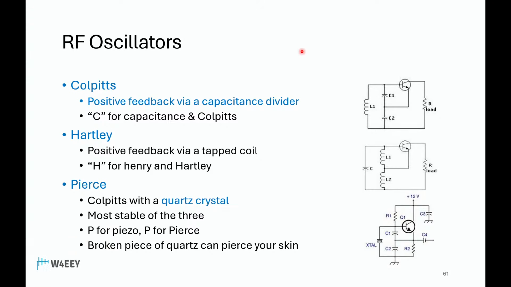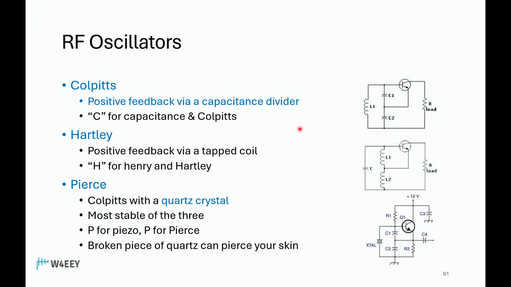So we're going to talk about desirable oscillators now, not the ones that are causing us problems. There's three different flavors, Colpitts, Hartley, and Pierce, that are important to our studies. Colpitts depends on a positive feedback via a capacitance divider. So here's the Colpitts circuit, and here we can see the capacitive divider.